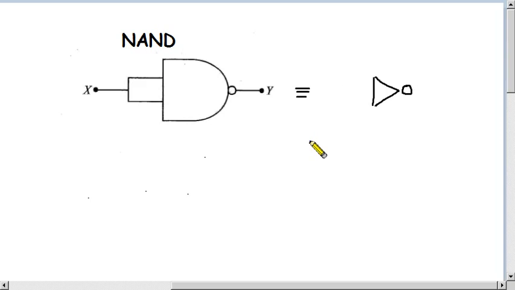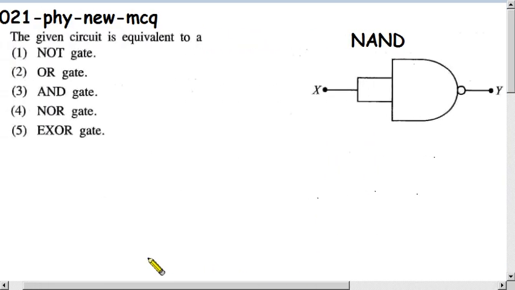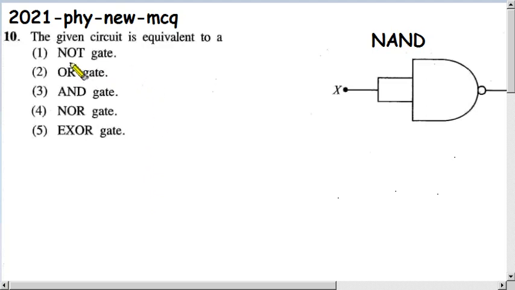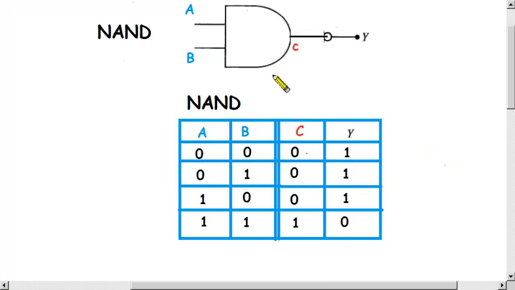There's nothing we have to derive here. Just you have to recall your lesson. So this gate is equivalent to a NOT gate. So if you have a NAND gate like this, I mean without connecting these inputs together as they have done in the question, this is the truth table you get from this NAND gate.